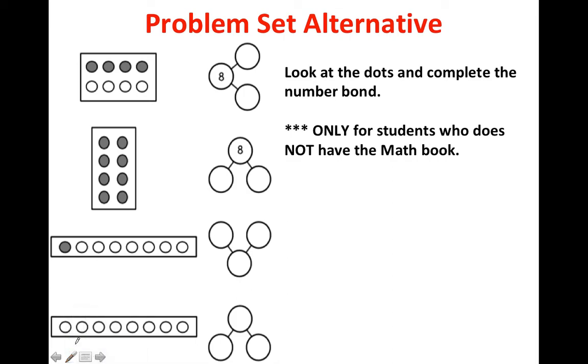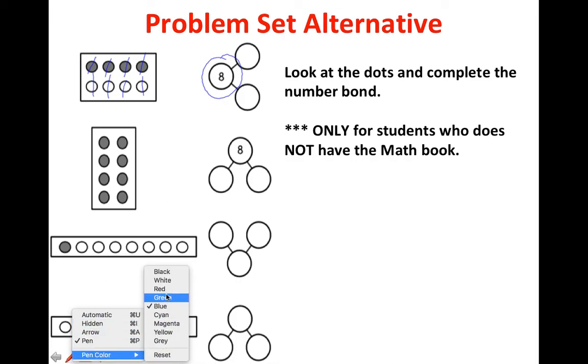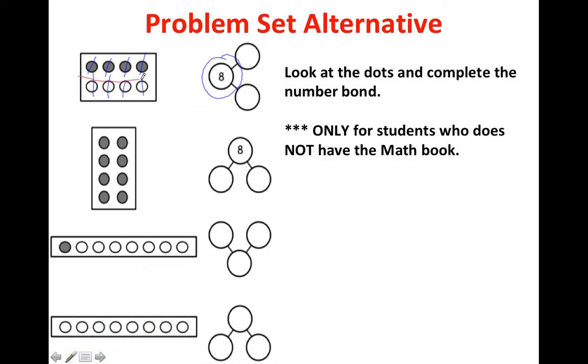So let's do an example of this one. Again, the instruction says look at the dots and complete the number bond. So let's count to make sure we have 8 dots. We have 1, 2, 3, 4, 5, 6, 7, 8. Excellent. So we have 8 as the whole. Now we have to decide what the 2 parts are. The way they made it simple, we have some shaded gray and some shaded blank. So let's count how many are gray. We have 1, 2, 3, 4. So I know one of the parts has to be 4.